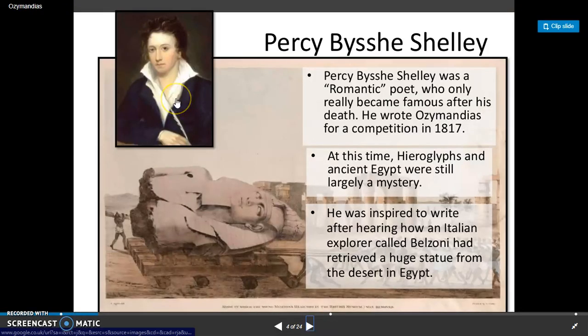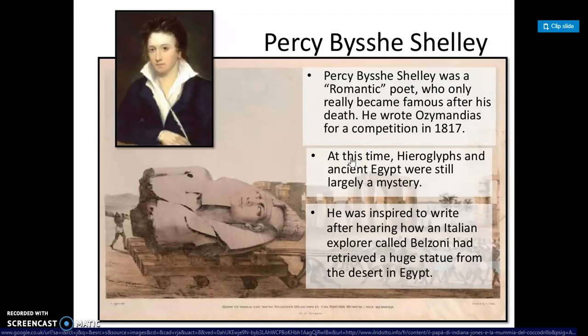So this poem is about its poet. Percy was a romantic poet who only really became famous after his death. He wrote Ozymandias for a competition in 1817. At this time, hieroglyphics and ancient Egypt were still largely a mystery. He was inspired to write after hearing how an Italian explorer called Belzoni had retrieved a huge statue from the desert in Egypt.